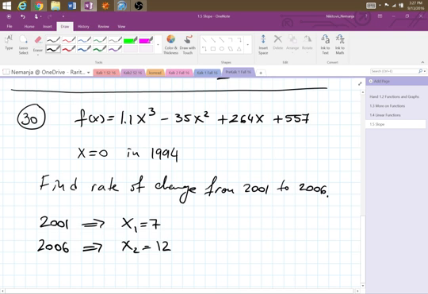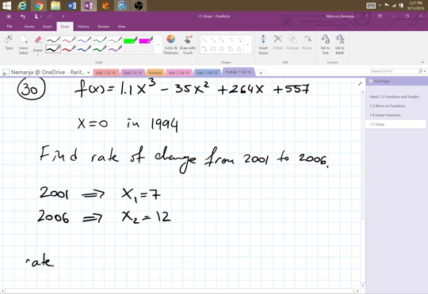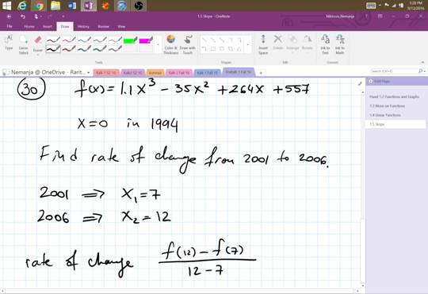I also have the function. So what's the rate of change? All we need to do is plug these values in and compute. So the rate of change is f of 12 minus f of 7, divided by 12 minus 7. Now, guys, it's going to be a hell of a calculation, because the numbers are awkward. But they say to the nearest whole number. All right, so let's go.